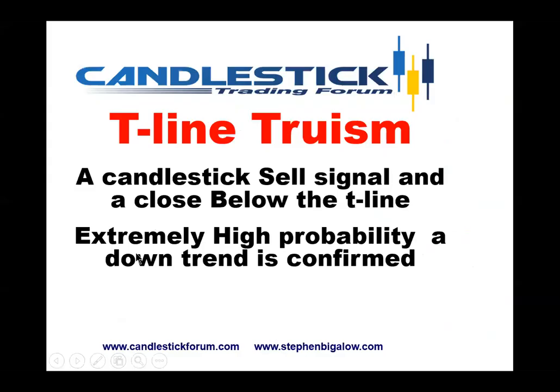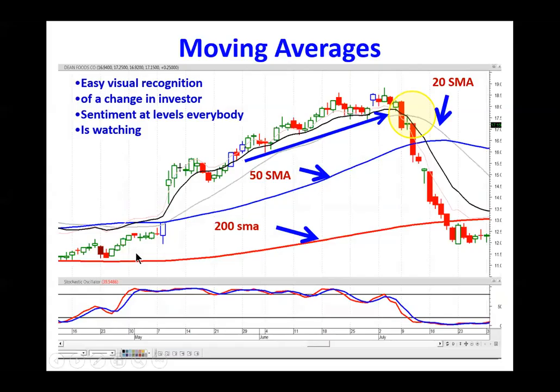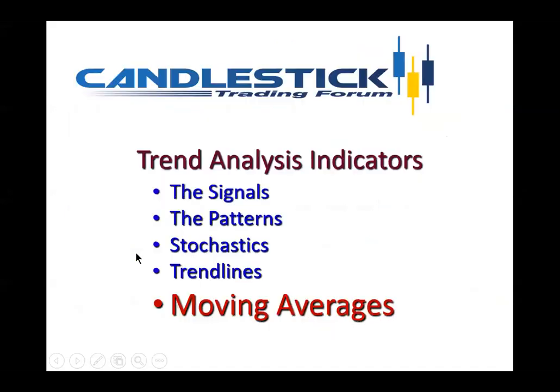It works on the downside too: a candlestick sell signal and a close below the T line, you've got an extremely high probability a downtrend is in progress. So this is not rocket science. This is basically being able to utilize the trend. You're going to see sell signals, but without the combination of a candlestick sell signal and a close below the T line, you can stay long.